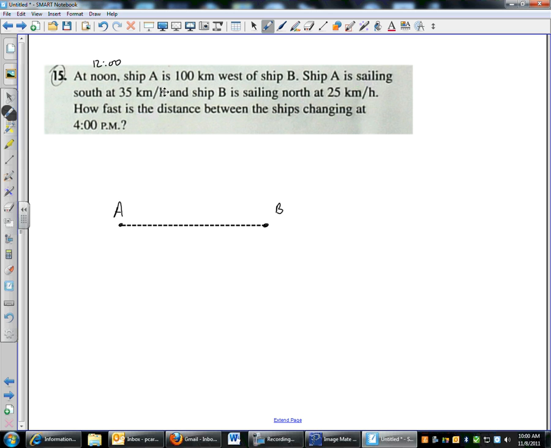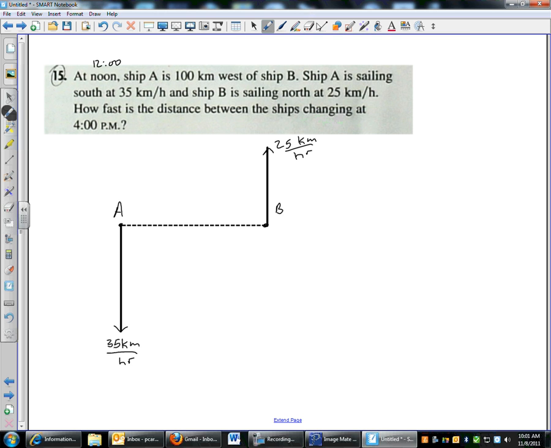Ship A is sailing south. So ship A is going this way, south at 35 kilometers per hour. And ship B is sailing north at 25 kilometers per hour. So ship B is going up at 25 kilometers per hour. Are we good? How fast is the distance between the ships changing?